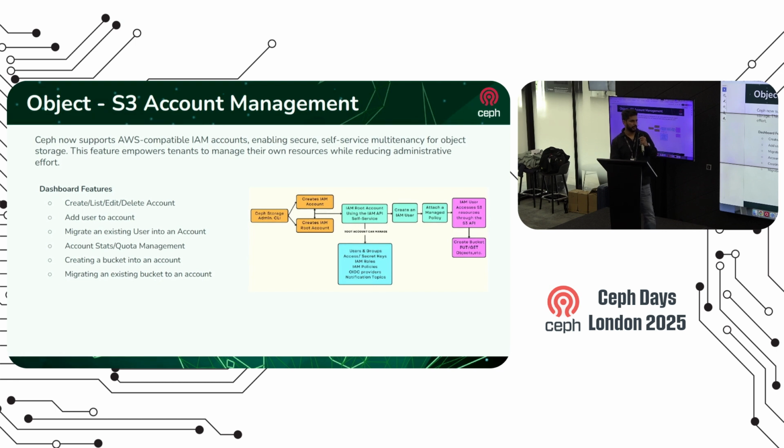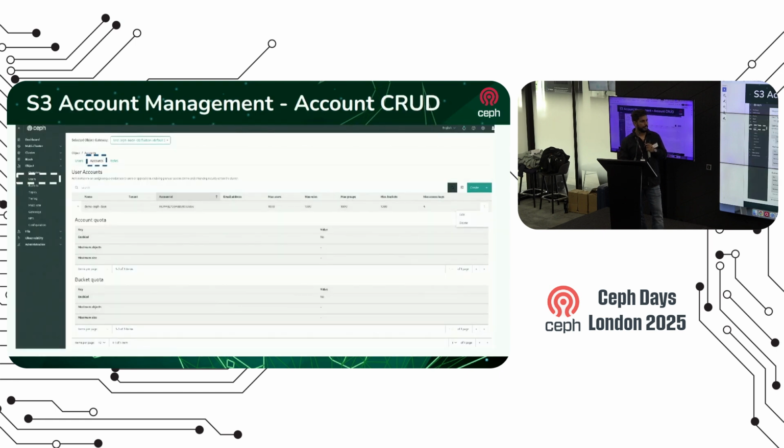So the dashboard features that are provided with it are creating and listing of the accounts. Then we have adding a user to an account. Then we have migrating a user to an account. Then we have creating a bucket and then migrating a bucket to an account. So all those features are provided in the dashboard now. Yeah, and you can see the things marked on the top where we see the account section inside the user. So if you go to objects, users, and accounts, you can see that.